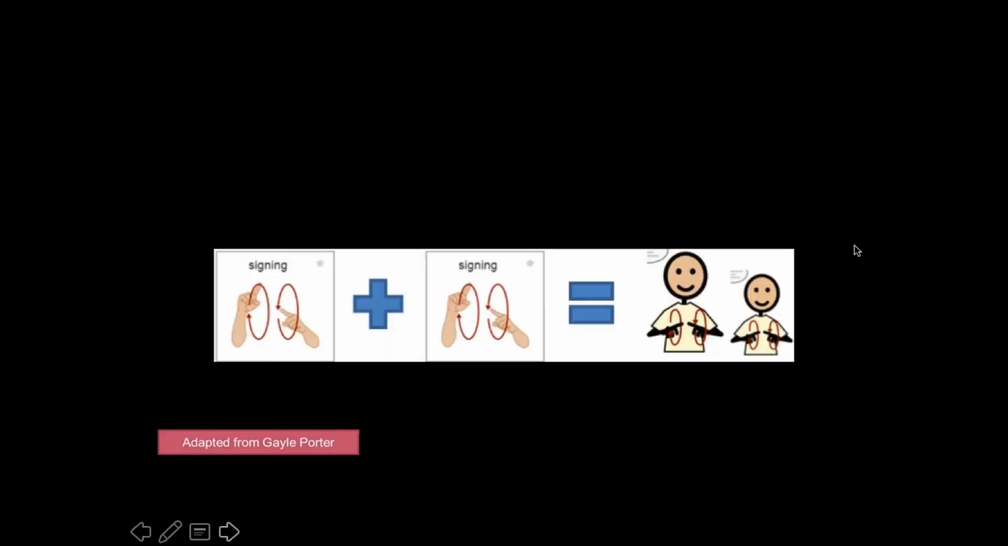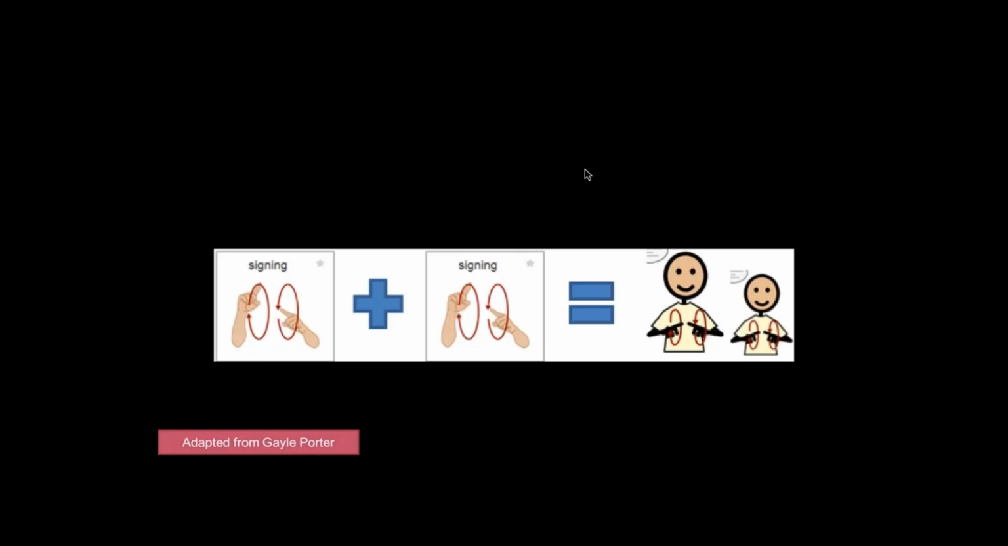And how they progress. So the same equation exists. In the first part of the equation, we've got the older brother and probably the mom and dad, all three signing to the 17-month-old. As the second part of the equation, that equals multiple people signing or communicating through sign language.